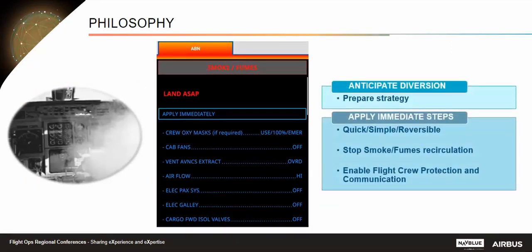So once you have taken the decision to enter the smoke procedure, you will first anticipate the diversion, meaning to prepare the strategy, and then you will apply the immediate steps of the procedure. These steps are quick, simple, reversible. They are also very efficient in stopping any recirculation of smoke and fumes. And finally, they enable the flight crew protection and the communication very early in the event.